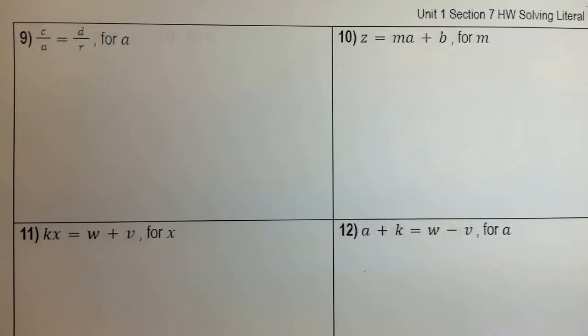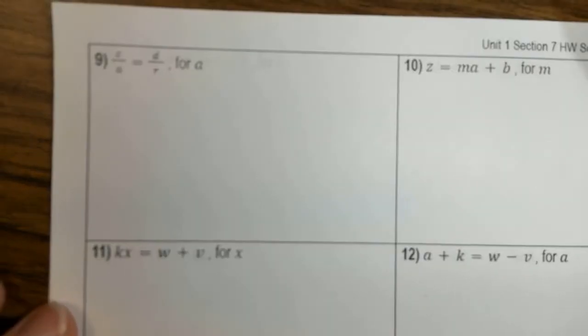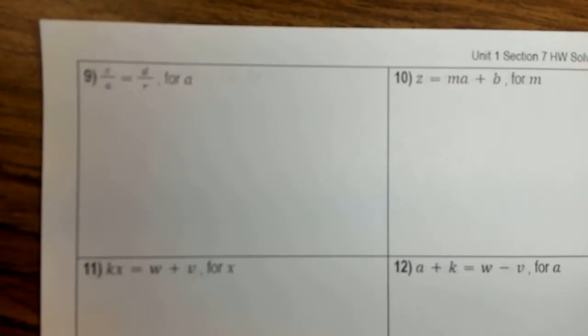Awesome. All right, Unit 1, Section 7 homework. This is 9 through 16, so this is the second page. Okay, let's start with 9. Now this one looks a little different. I put this on here because this is a common type of question.